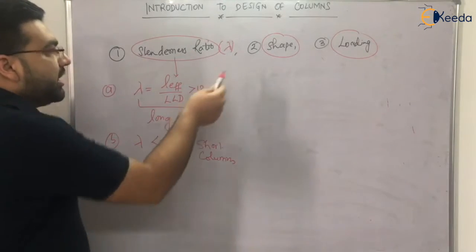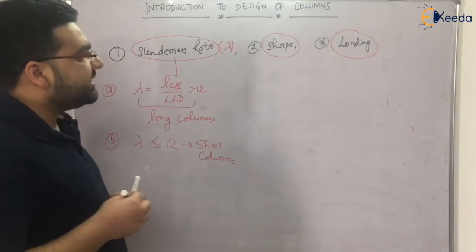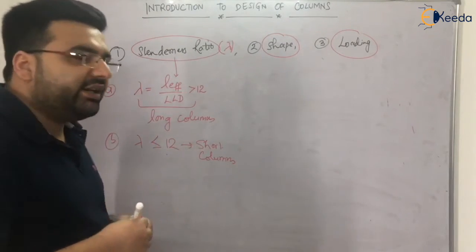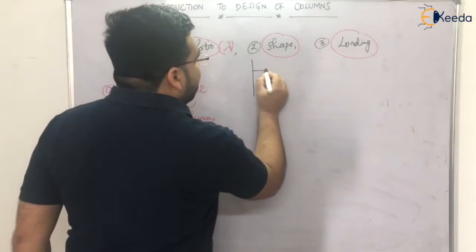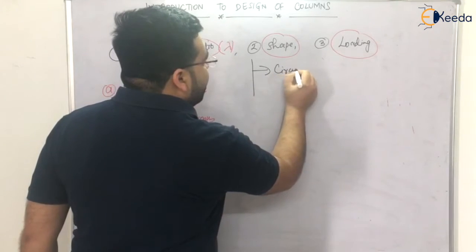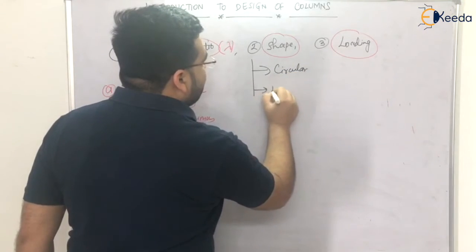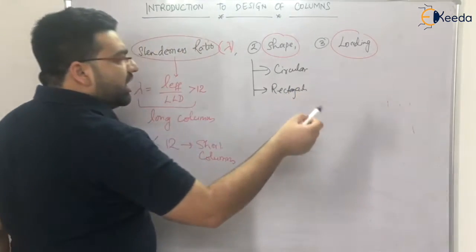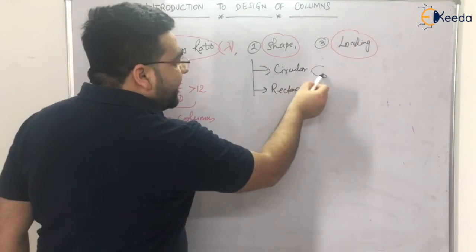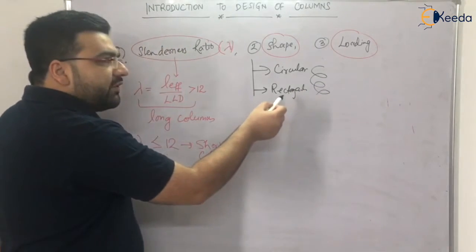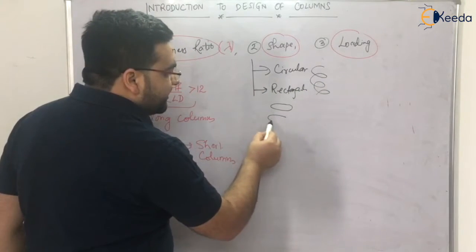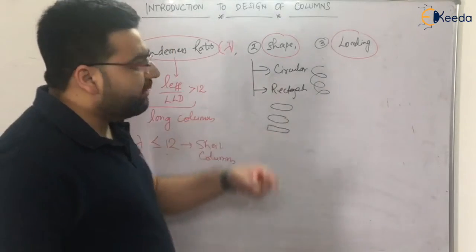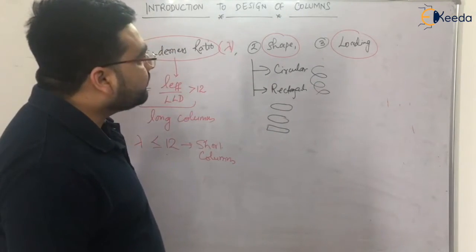So simple. Now coming to the shape. On the basis of shape, columns can be classified into various types, but generally what we study is circular columns and rectangular columns. In circular columns, the stirrups are of helical type. In case of a rectangle, it is just like this, or it can be like this also. We will be studying about helical columns also.